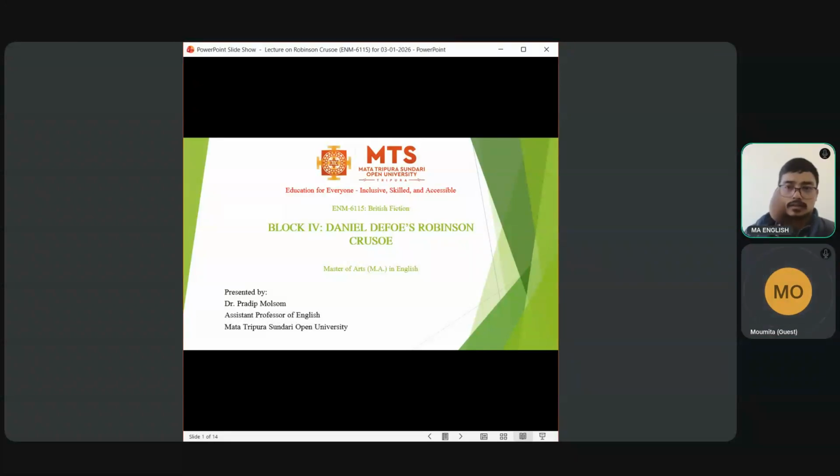Okay. Great. Robinson Crusoe is not just an adventure novel or story. It is one of the earliest English novels that marks an important stage in the development of realistic prose fiction in English literature. Okay, so the novel was first published in 1719, most probably.